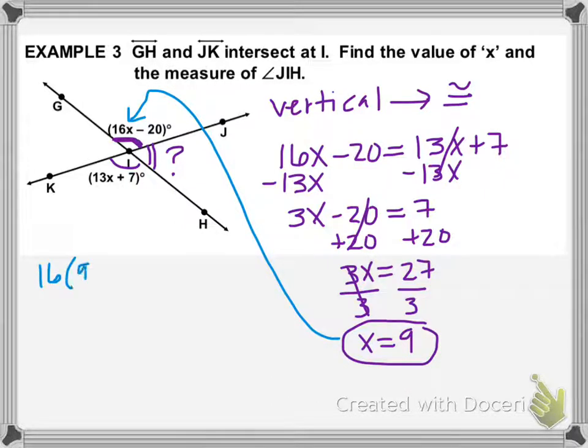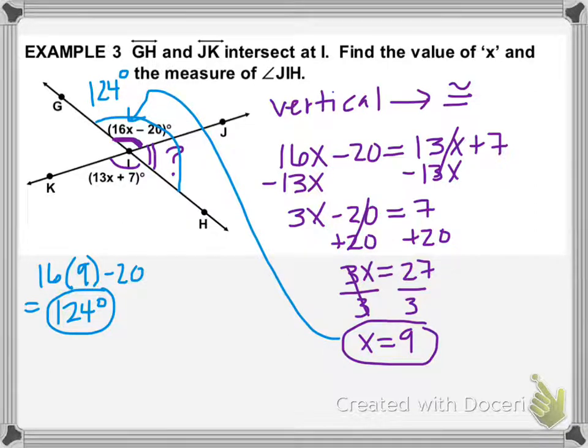So 16 times 9 minus 20 equals 144 minus 20, which is 124 degrees. That's this angle right here. Together, these two angles add up to 180. So I'm going to subtract the 124 from 180, and that'll tell me the measure of my angle JIH.